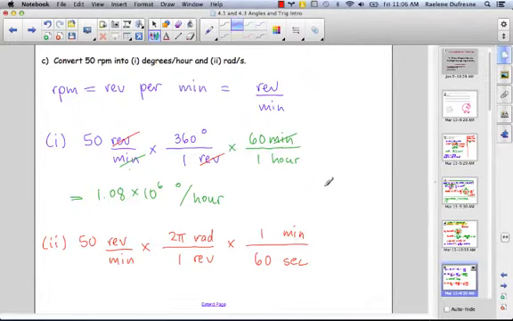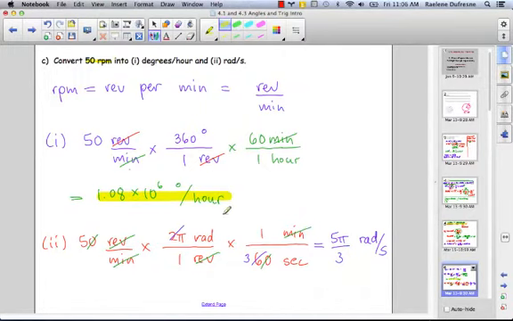And from here, we can start reducing. So the revolutions disappear, the minutes disappear, a 0 from the top and the bottom disappear. The 2 can reduce here, leaving me with a 3. And so I have 5 times pi times 1 all over 3. So I get 5 pi over 3 radians per second. And so all of these numbers, 50 RPM or 1.08 times 10 to the 6 degrees per hour or 5 pi by 3 radians per second, are all equivalent quantities.